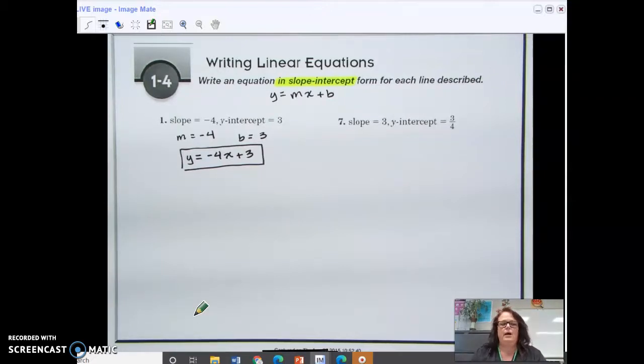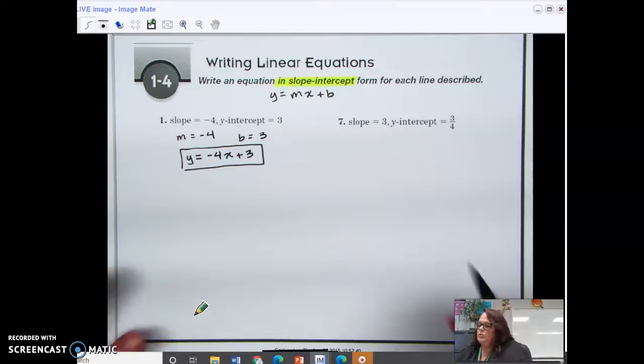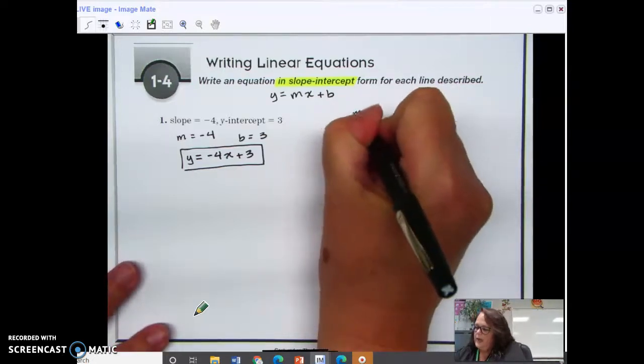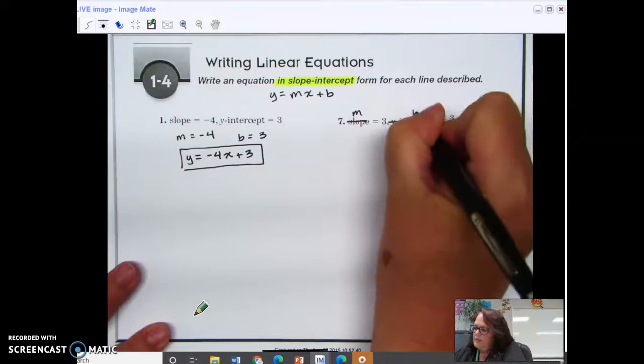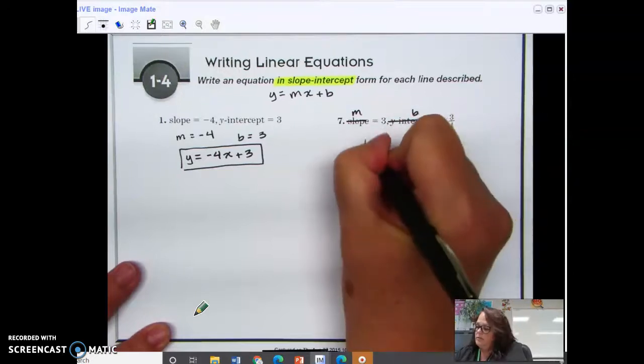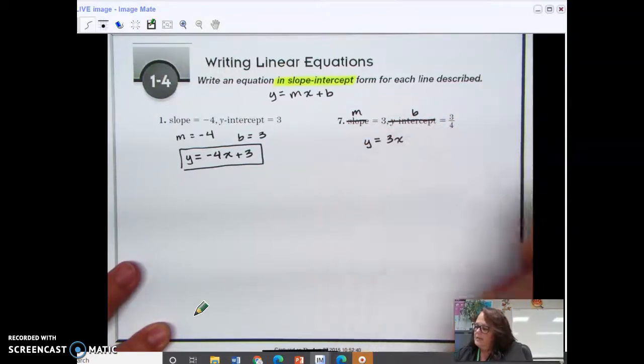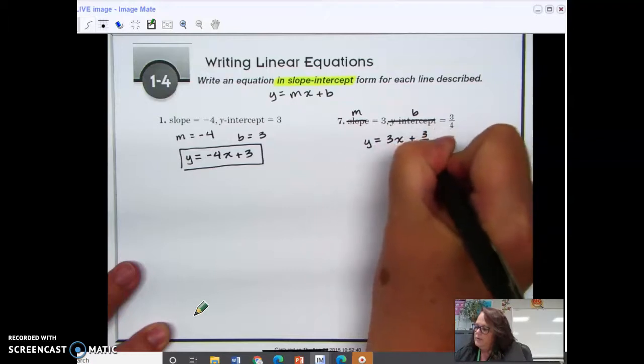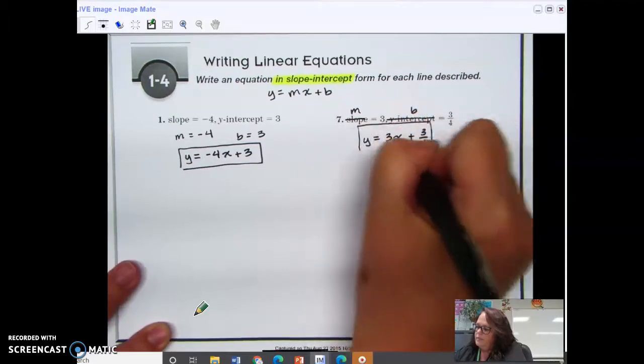I know that my numbers are out of order, but this was the order they were in on the original worksheet. So again, we can take slope and call it m, and we can take y-intercept and call it b, and then if we substitute it, we get y is equal to 3x, and then we get plus 3/4, and that would be the slope-intercept form.